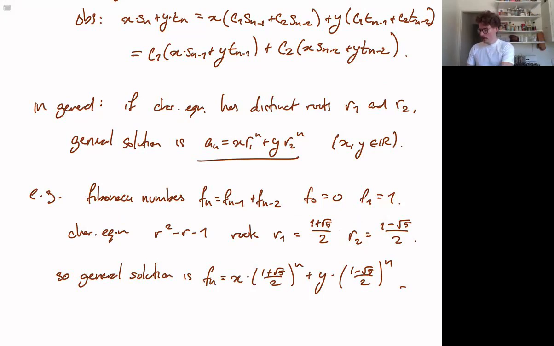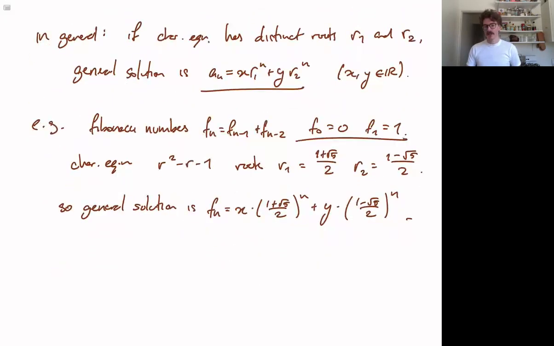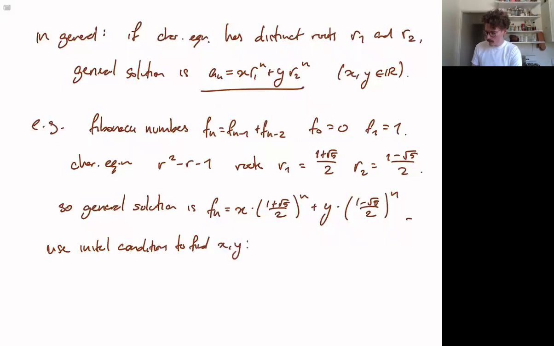And now, for the Fibonacci numbers, we have initial conditions. So we don't want to stop at the general solution. We want to find the exact solution that will give us Fibonacci numbers. Once we give initial conditions, then there are not any longer many solutions. There is then only one solution. So use initial conditions to find x and y. And how do we do that? We basically just plug this formula in with n equals 0 and n equals 1, and that'll give us a system of equations that we can solve.